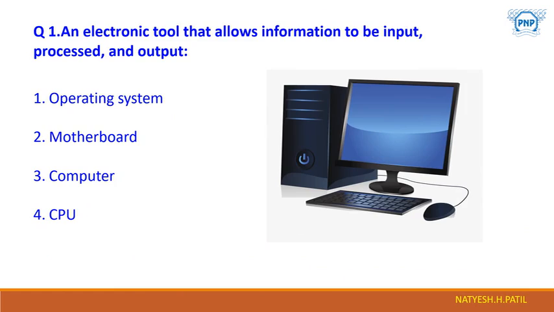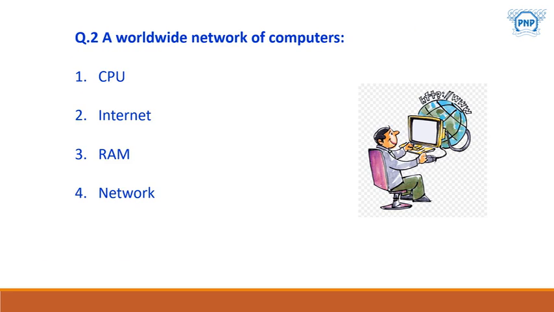An electronic tool that allows information to be input, processed and output. Here we have got four options since we are going to give a multiple choice question exam. Okay, I have kept the same format here. First option is operating system, second motherboard, third computer, fourth one is CPU. The correct answer is computer.